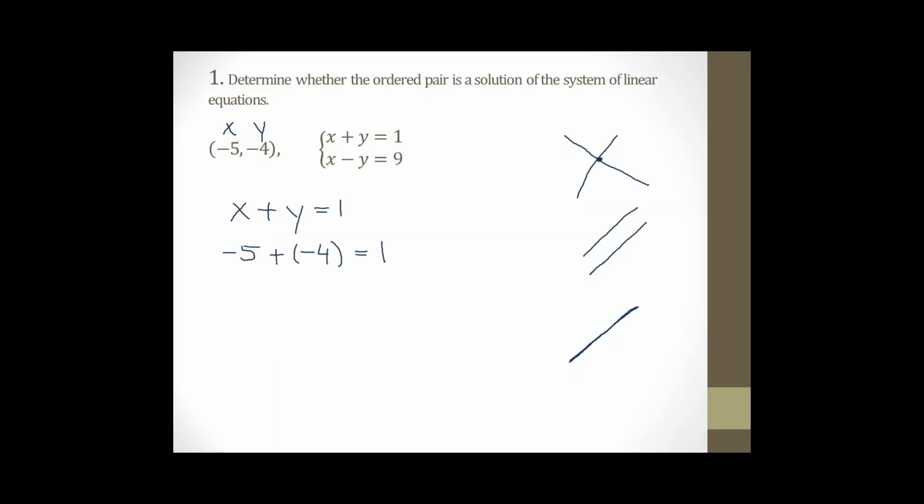All right, so I can combine these two signs. So -5, a positive times a negative is a negative, equal to 1. And now -5 minus 4 is -9, which is not equal to 1. So right here, I could stop. I don't even have to plug this point into the second equation, because whenever I have a statement that is not true, it means this is not a solution, so no.